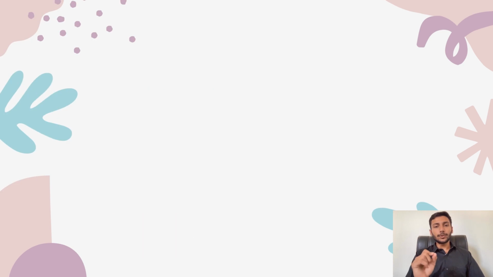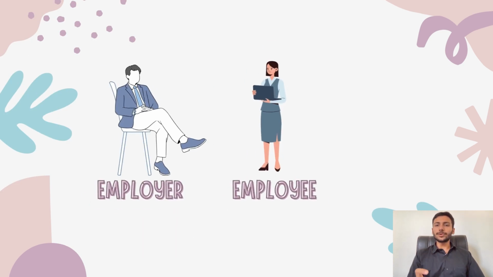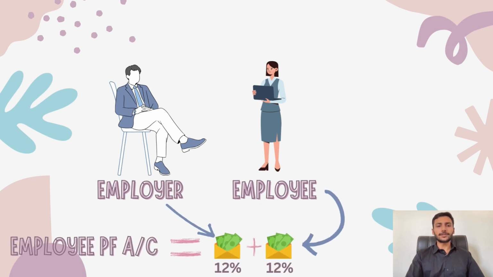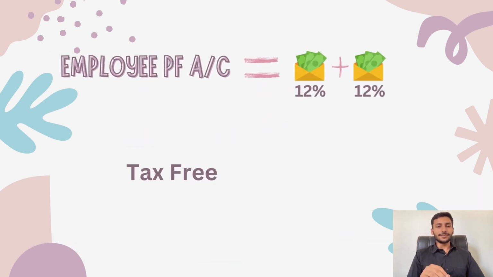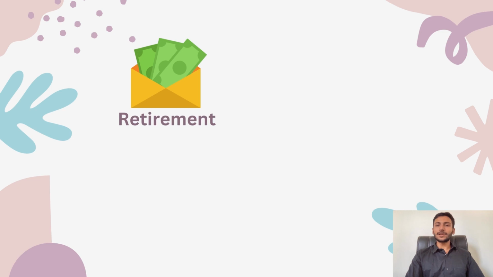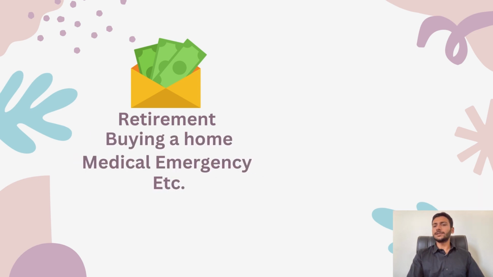Employees and employer both contribute a percentage of the employee's salary, usually 12%, to the PF account or Provident Fund account. The amount saved in the PF account earns interest, and this interest is tax-free. The money in the PF is typically meant for retirement, but it can also be partially withdrawn for specific purposes like buying a home, medical emergencies, or education.